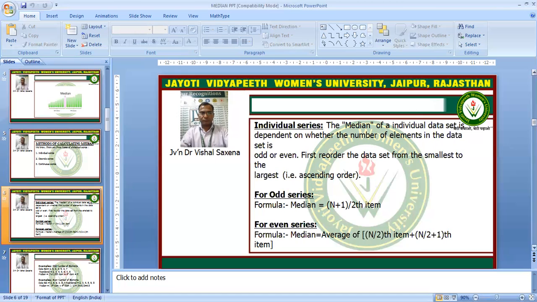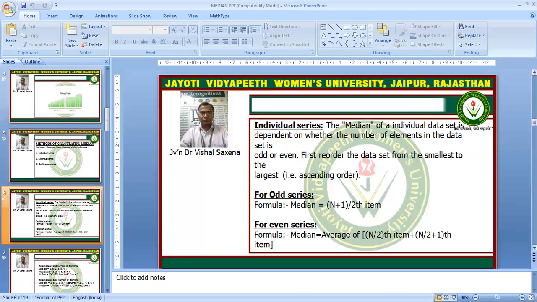First, when we take the individual series, the median of an individual data set depends on whether the number of elements in the data set is odd or even. So first we should know whether the number of data is odd or even. First reorder the data set from smallest to largest, that is, either an ascending series or a descending series. In general, we arrange the data in ascending order, and then we apply different formulas to find the median.